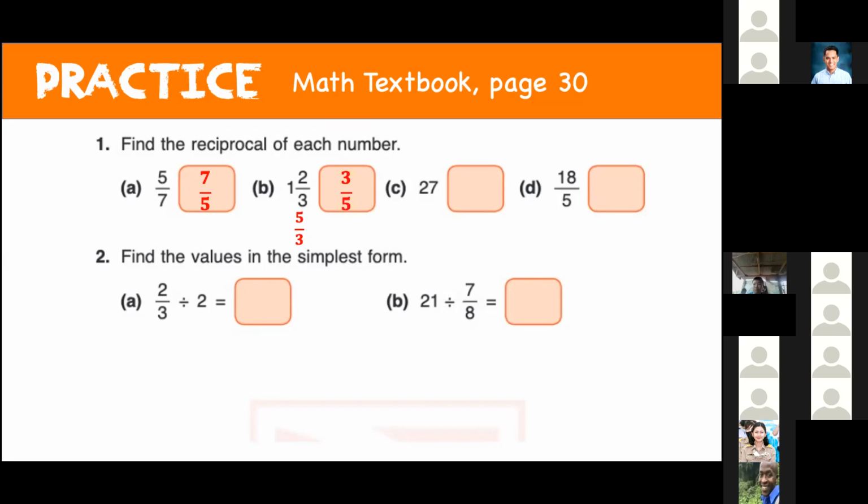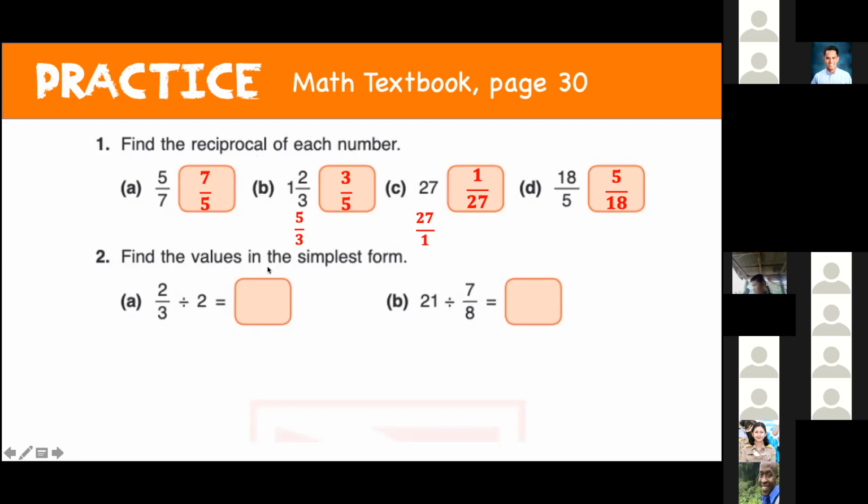Okay, next, letter C, 27, whole number. Its denominator is 1. So 27 is 27 over 1. So what is its reciprocal? 1 over 27. Okay, very good. Okay, letter D. 18/5. What is the reciprocal? 5/18. Okay, that's correct. 5 over 18. So you understand the reciprocal.